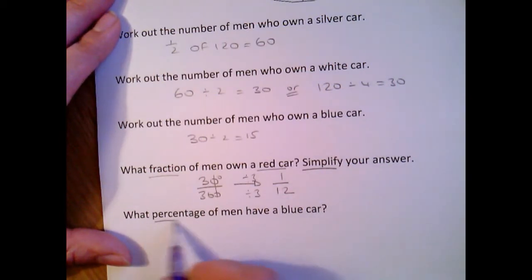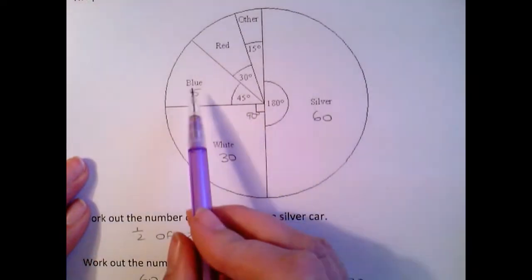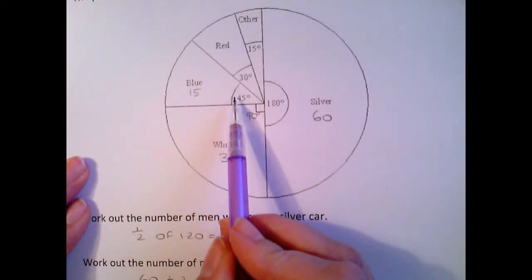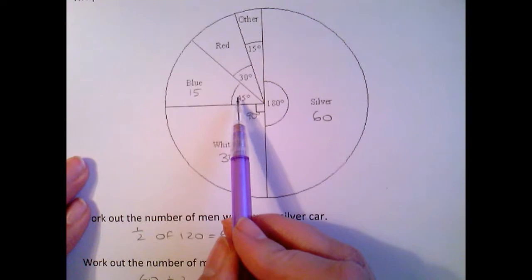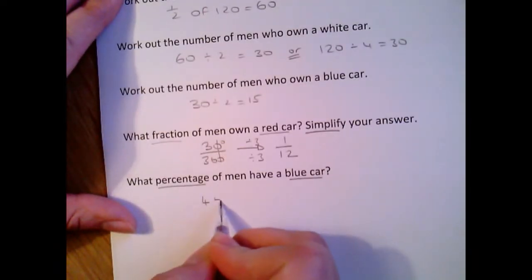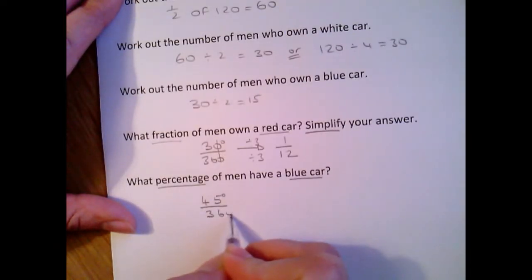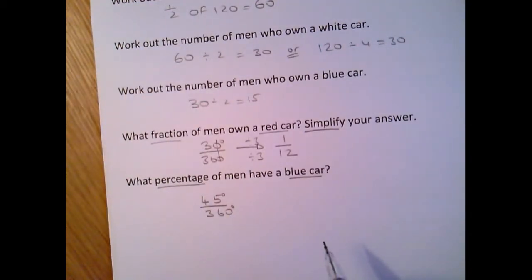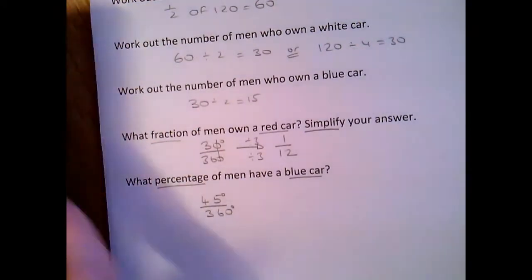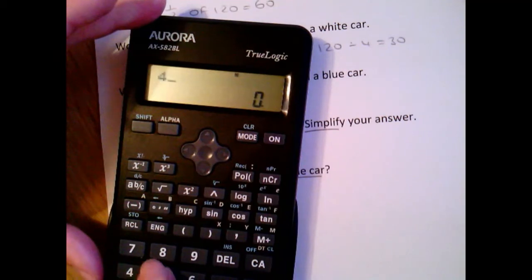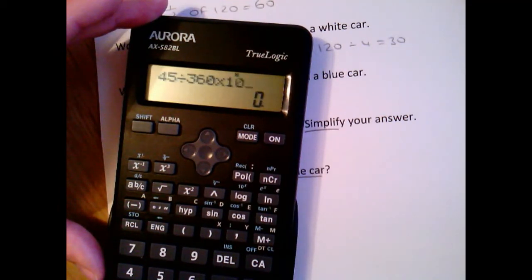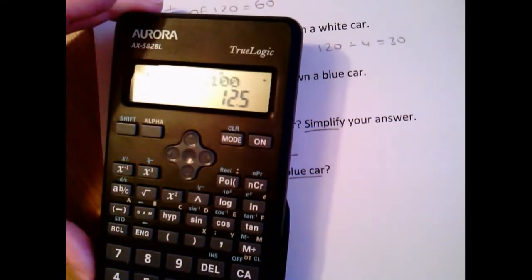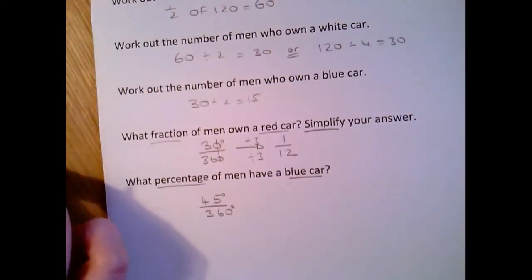And the last one, what percentage of men have a blue car? So blue car is 45 degrees. So that's 45 degrees out of 360. And we want that as a percentage. So if you were allowed your calculator, you could just do 45 degrees divide by 360 and then times that by 100, and that will turn it into a percentage for you. So 12.5% would be the easiest way to do that one.